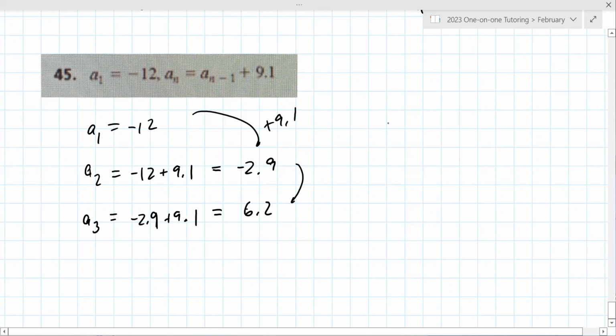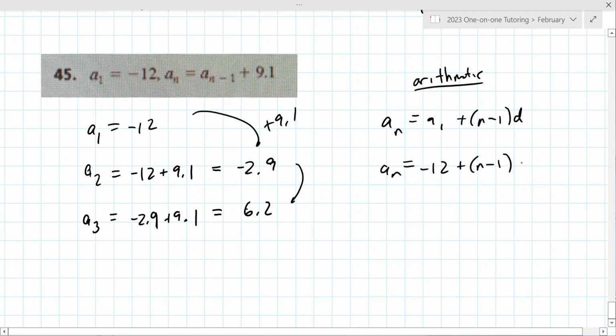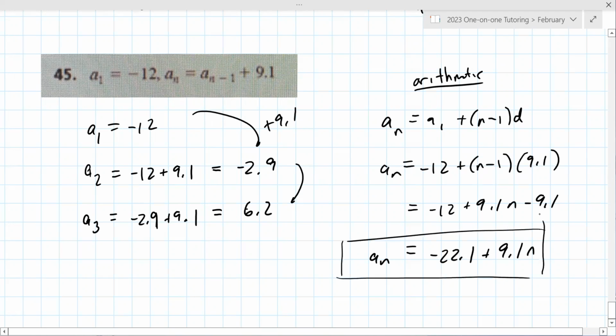Yeah. So the formula again, this one's arithmetic. So it's a_n equals A1 plus (n minus 1) times d. A1 is -12. n is your variable. Your common difference is 9.1. So you distribute in 9.1n minus 9.1. So it's -22.1 plus 9.1n is your formula there. Yes.